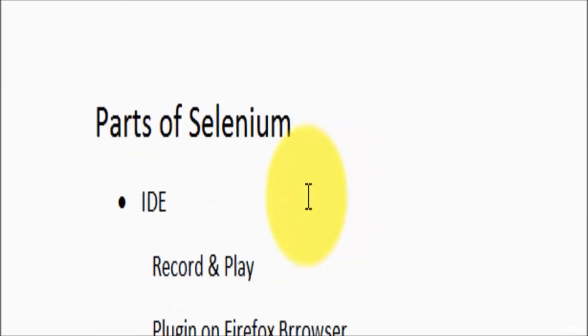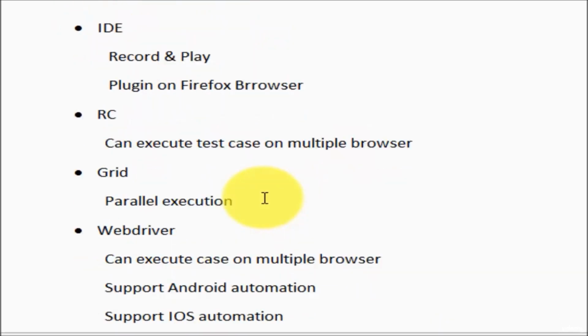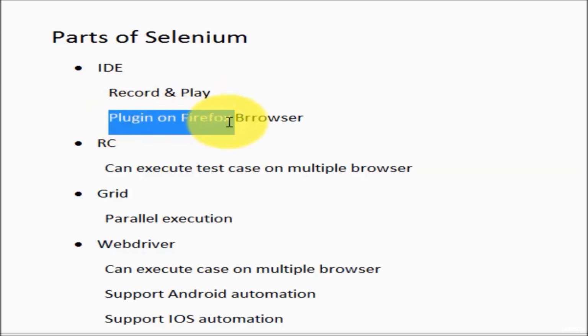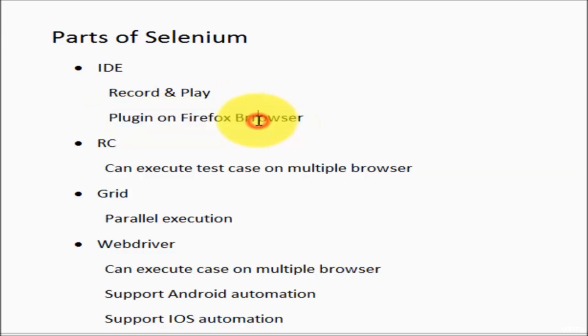Moving to next, the parts of Selenium. So we have parts or components of Selenium. We have four components: Selenium IDE, RC, Grid and WebDriver. Selenium IDE is used for record and play. It's a plugin on the Firefox browser. We are going to install a plugin on the Firefox browser, and it supports record and play, meaning we can record our test cases, we can play our test cases as well, but only on the Firefox browser.